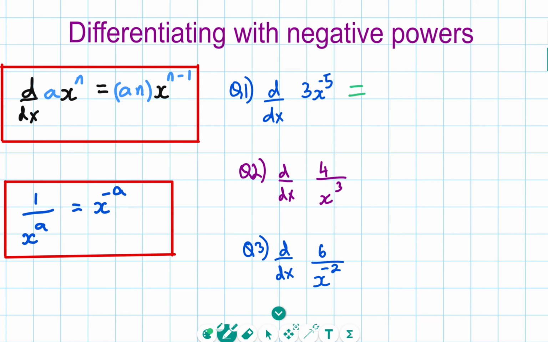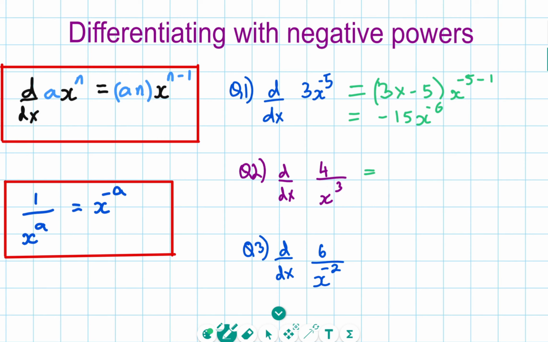To derive this, we're still going to do 3 times negative 5 x to the power of negative 5 minus 1. Now if we simplify that, that's going to give us negative 15 x to the power of negative 6. Let's look at the second question.